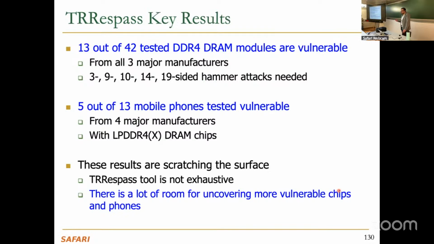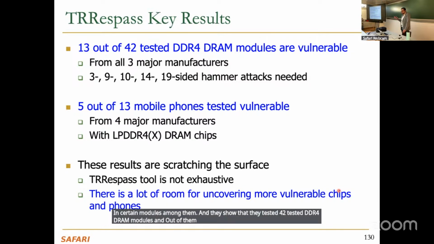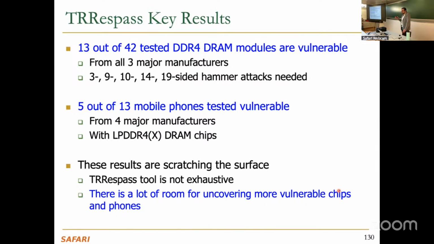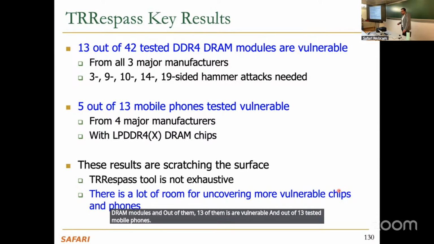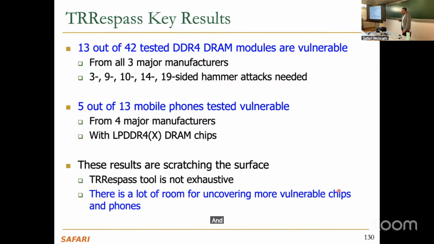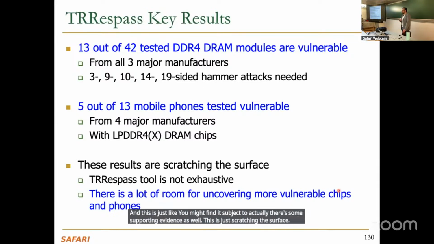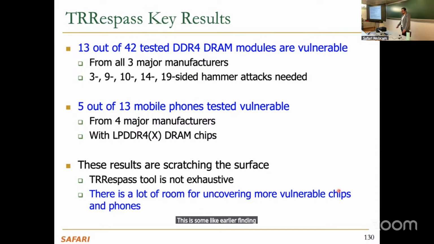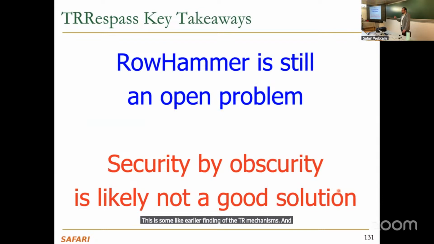And they show that they tested 42 DDR4 DRAM modules, and out of them, 13 of them are vulnerable. And out of 13 tested mobile phones, 5 of them are vulnerable. And you might find this subjective actually, but there's some supporting evidence as well. This is just scratching the surface. This is some earlier finding of the deployed TRR mechanisms, and then we also investigated them even more, and I will show that as well. So there are more actually to come.